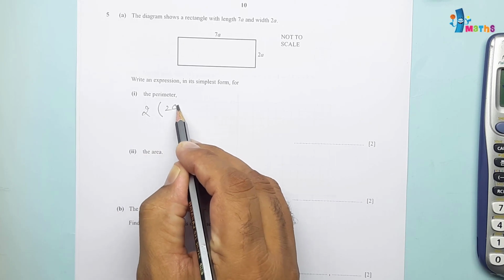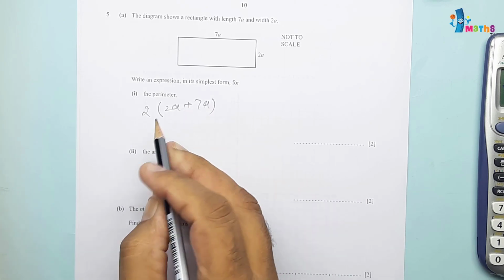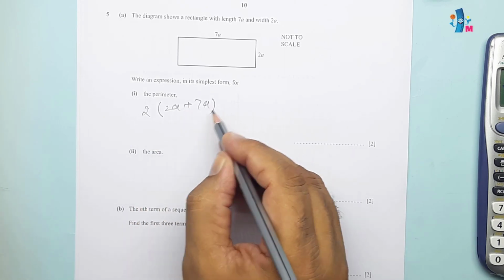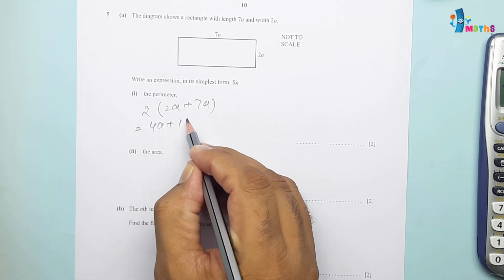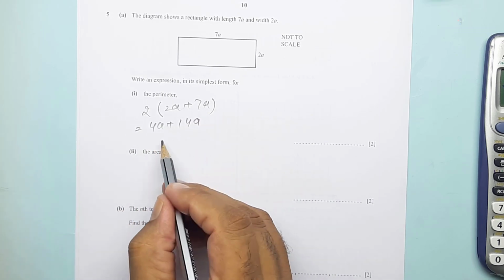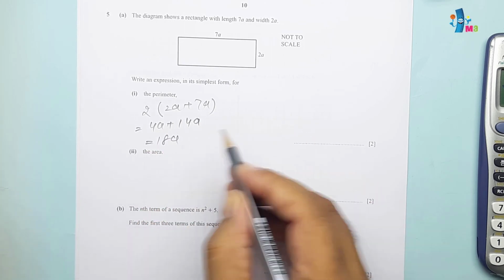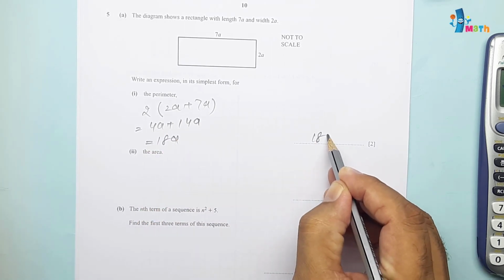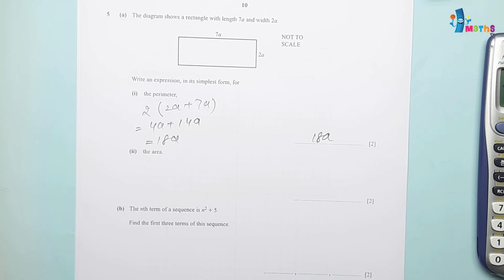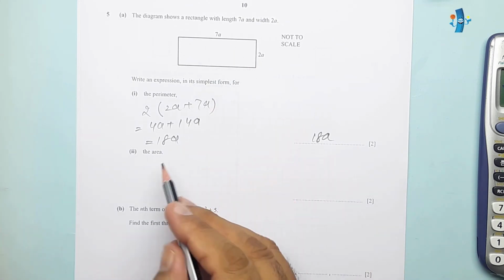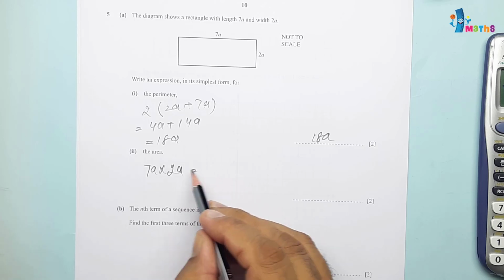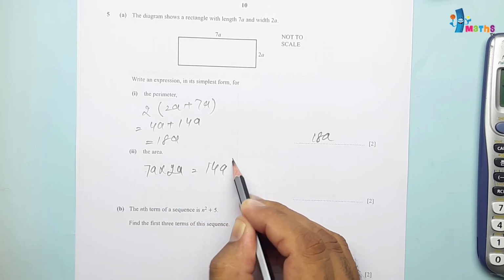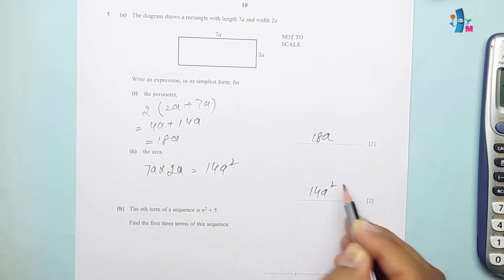So this will be 2 times (2a plus 7a), and you can open this as 4a plus 14a. So this will be equal to 18a. 18a, this will be the expression. The area will be multiplied, right? So 7a into 2a, length into width, this will be 14a squared.